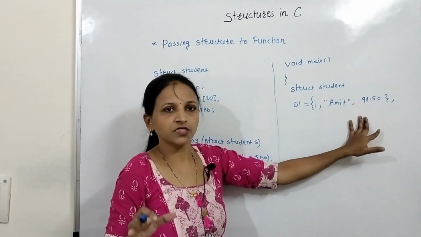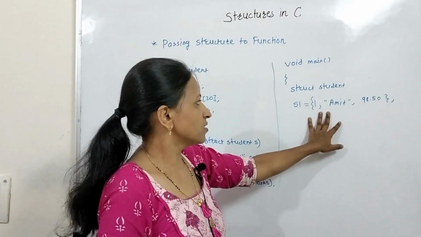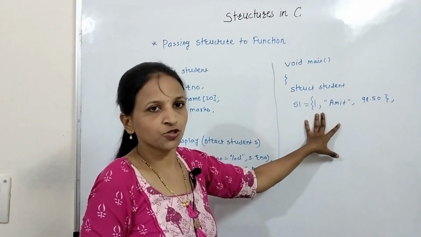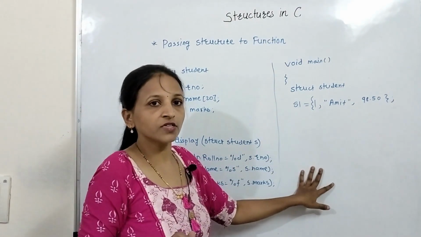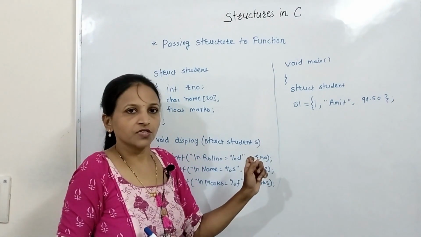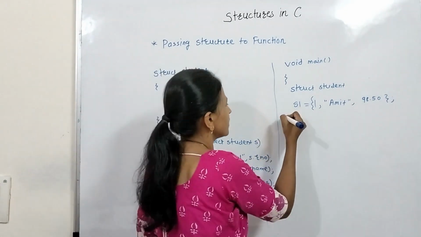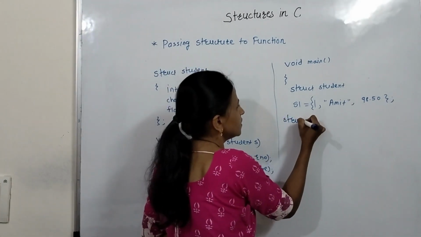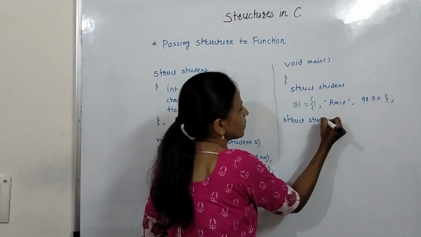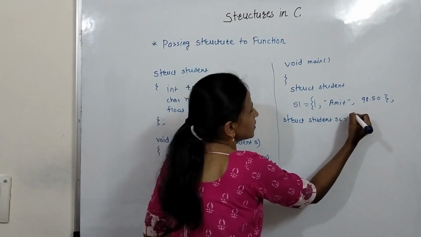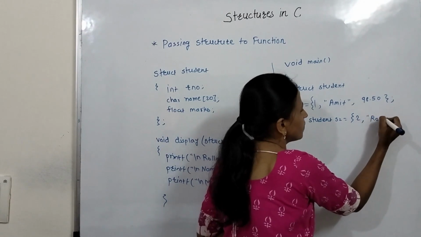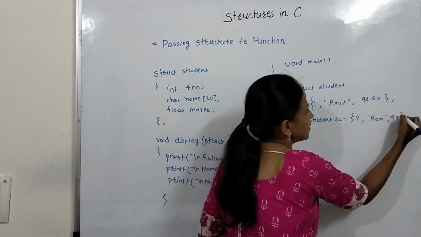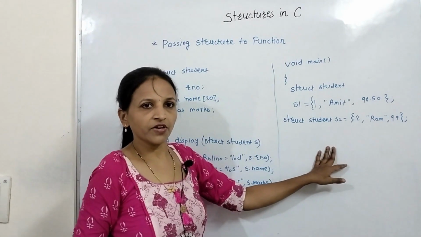This is initializing the structure variable at the time of declaration only. You can also accept data from the user here. Now I want to display data of that student. One more variable I am creating: struct student s2 equals roll number 2, name Ram, and marks 99. This is the second variable.